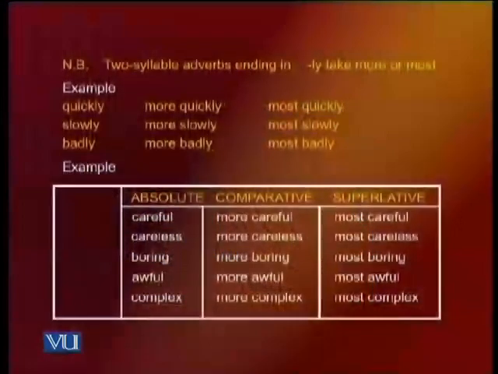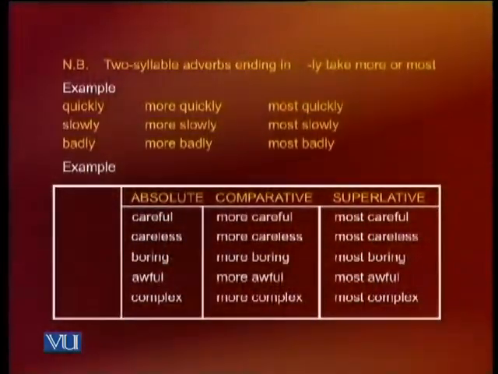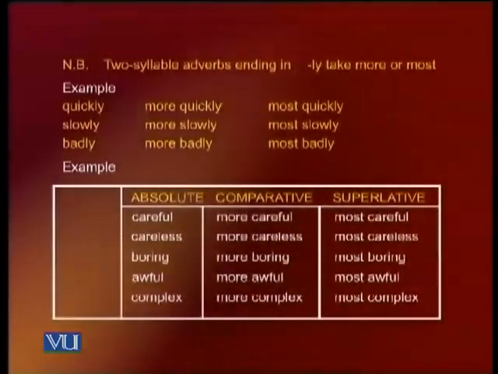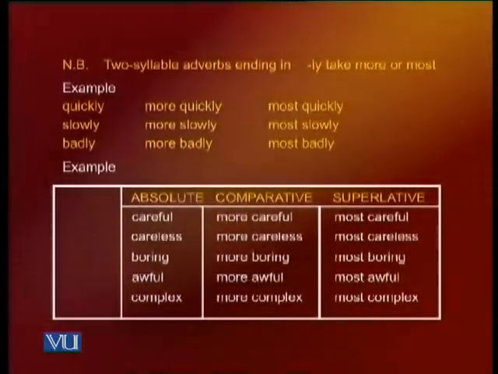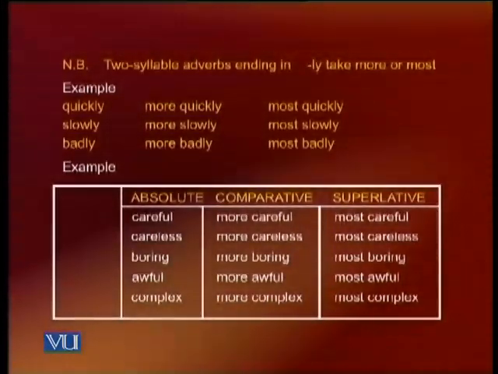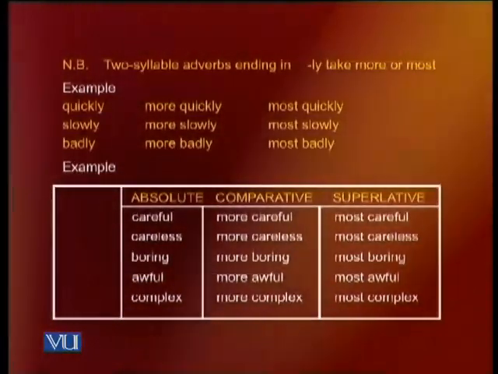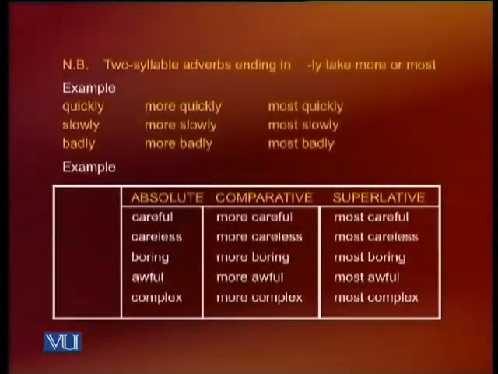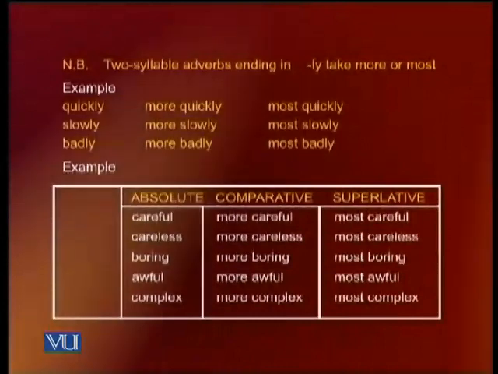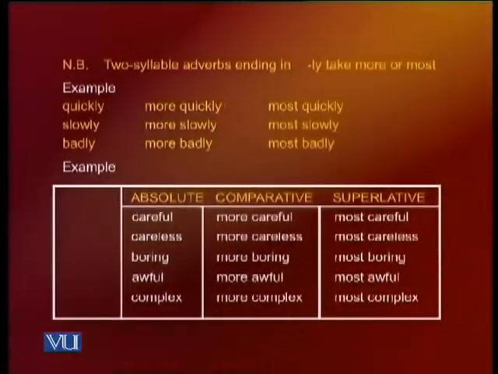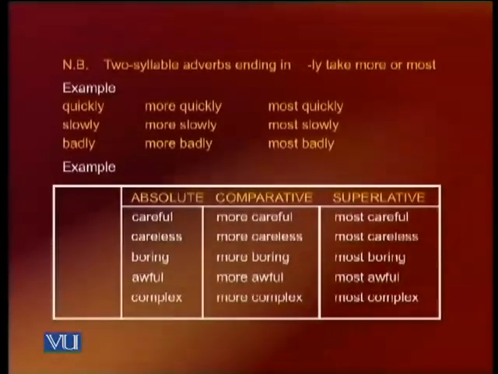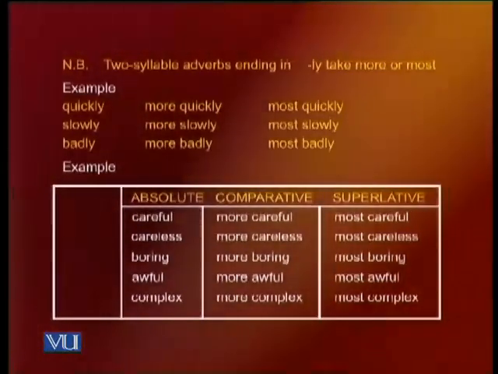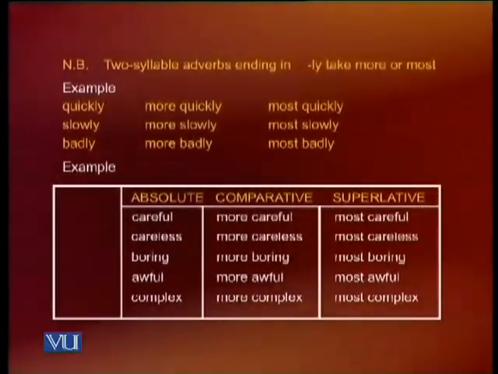Now, please notice that two-syllable adverbs which end in ly take more or most. For example, quickly. It's not quicklier and quickliest, but it becomes more quickly and most quickly. Slowly, these adverbs take more slowly, most slowly. Badly, more badly, or most badly. And there are a few more examples, such as the words careful, careless, boring, awful, complex, more complex, most complex.